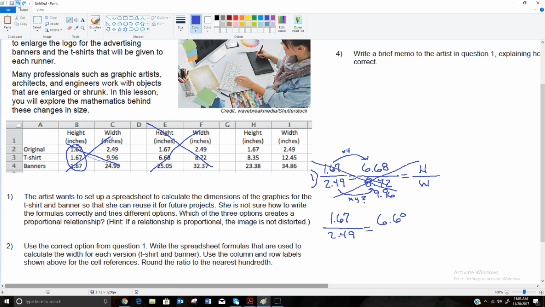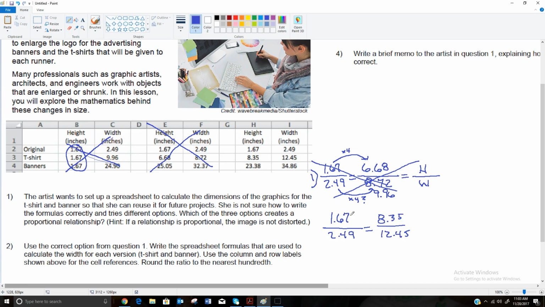Wrong number here. I want to do the one from this column. So 1.67 to 2.49, is that proportional to 8.35 to 12.45? Again, I'm putting the height of the t-shirt possibility over the width, and I'm putting the height of the original over the width. So height to width, height to width.